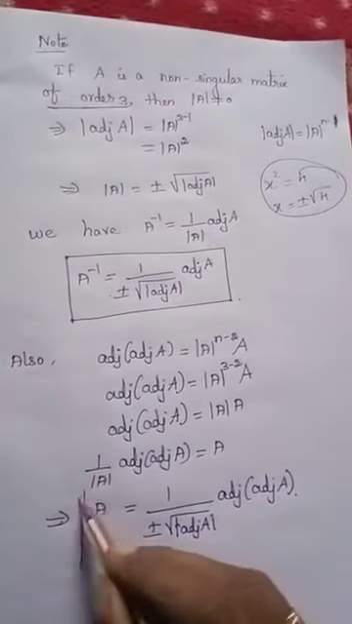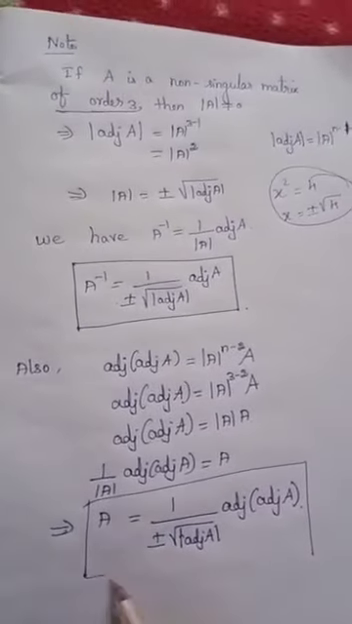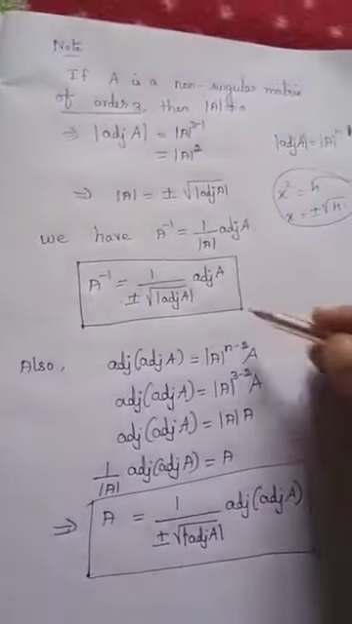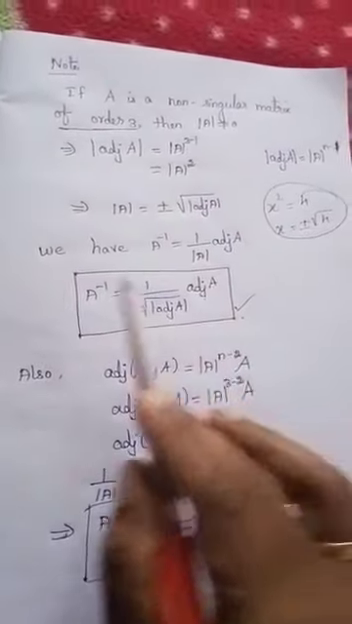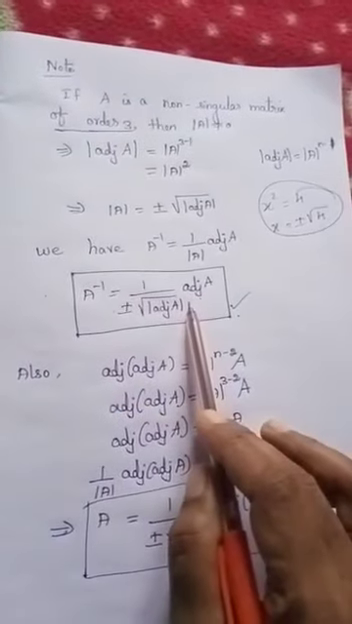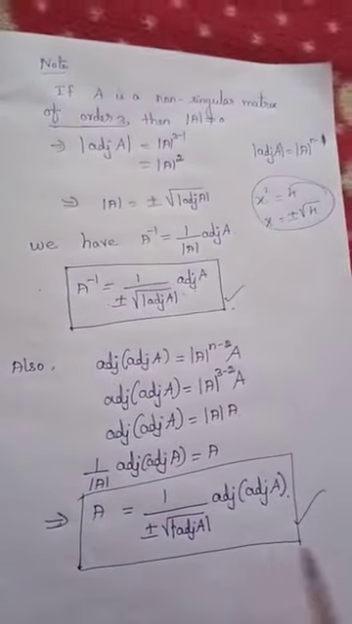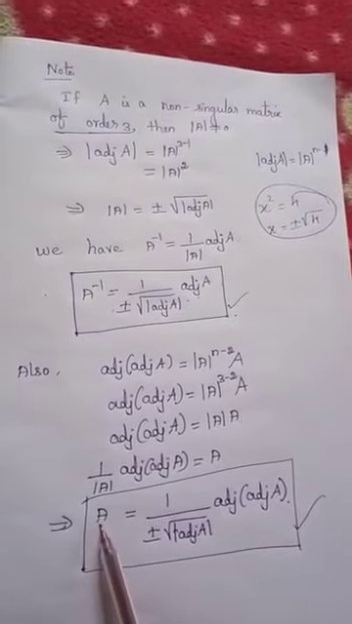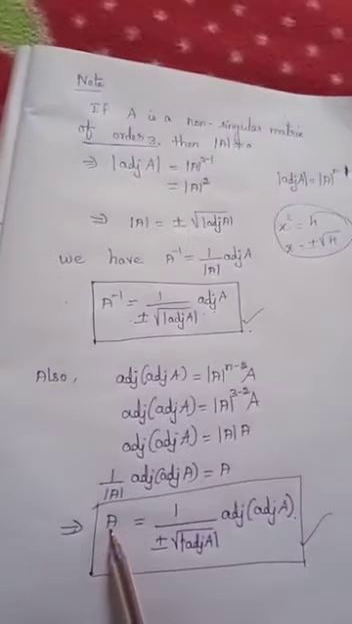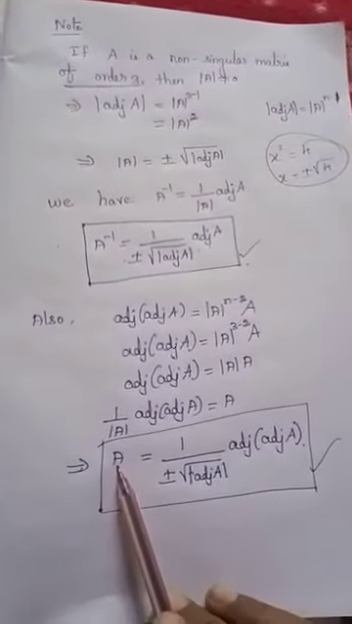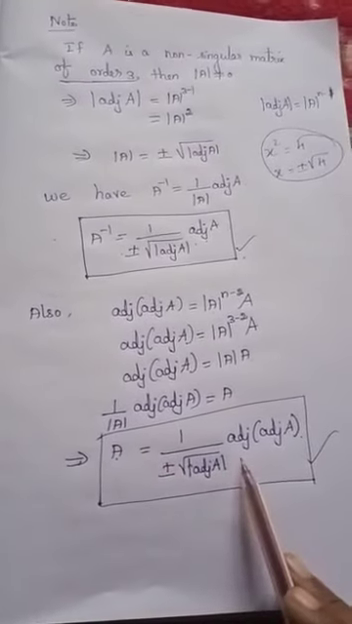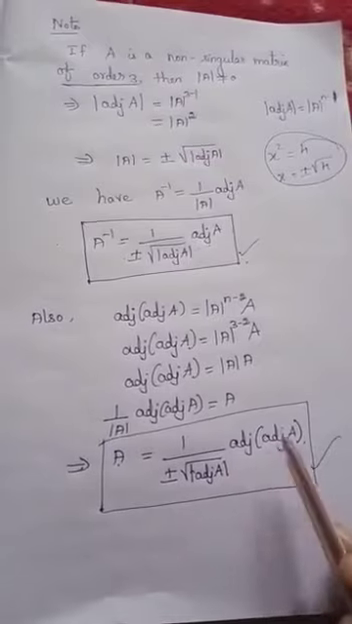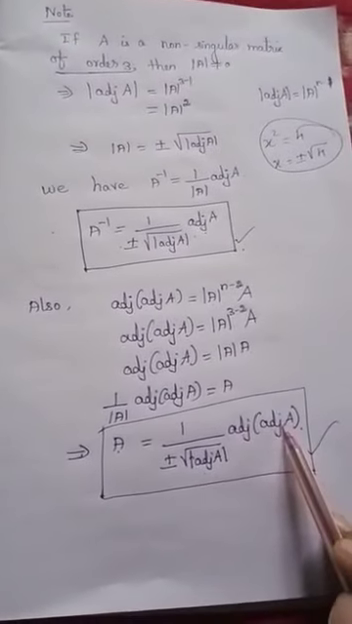So these two formulas are a must. This one and this one. When adj A is given and A inverse is asked, we will be using this formula. And if adj A is given and A is asked, what is the formula? 1 by plus or minus square root of determinant adj A into adj of adj A.